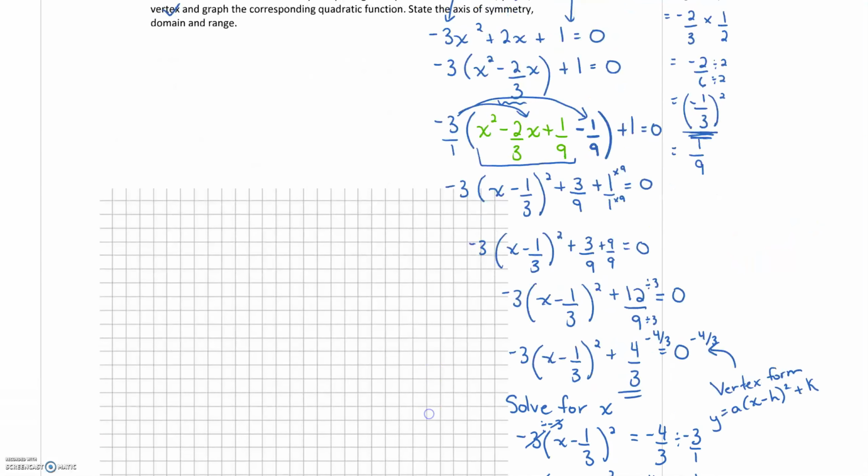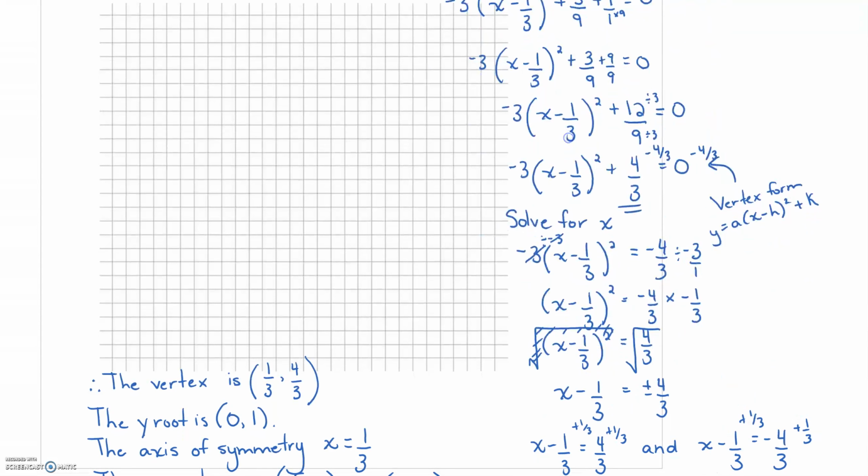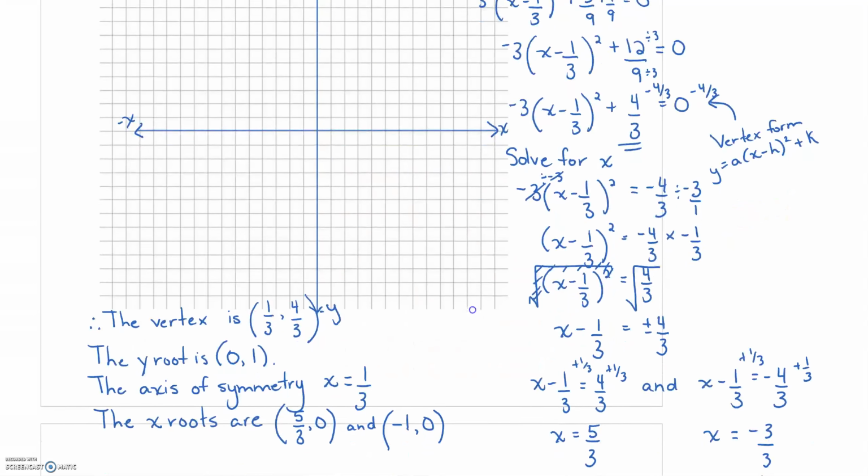If I go back up, I've got the x roots, the y root, the vertex. I've got the axis of symmetry. And I'm just going to wait for domain and range because I find it easier to graph. So we're going to go ahead and make a graph here. I want to see how you want to scale your graph based on the information that you have.